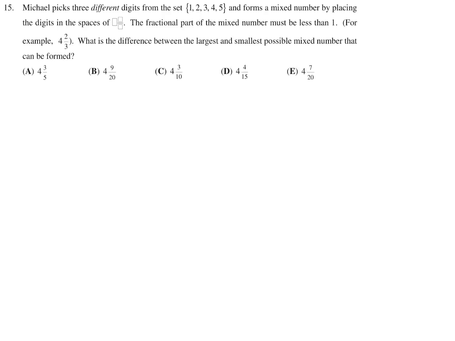Michael picks 3 different digits from the set 1, 2, 3, 4, 5 and forms a mixed number by placing the 3 digits in the spaces of these 3 boxes. The fractional part of the mixed number must be less than 1, for example 4 2/3. What is the difference between the largest and smallest possible mixed number that can be formed?